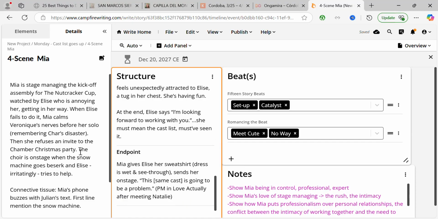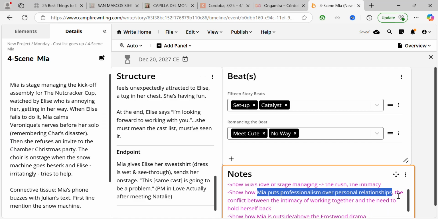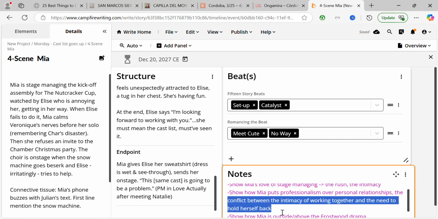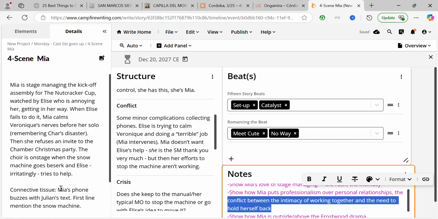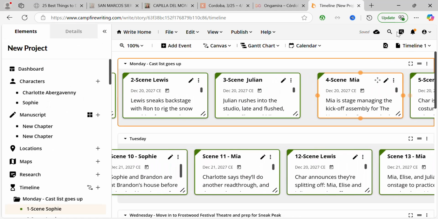I also have a note here that maybe she refuses an invite to the chamber Christmas party. I put that there specifically because I wanted to have an idea for how I could show this professionalism over personal relationships, the conflict between the intimacy of working together and the need to hold herself back. There is, through just small moments or bits of interiority, even just watching the performers and thinking about how good or bad they are, a way to show those things. So that is how I turn the functional into the concrete.